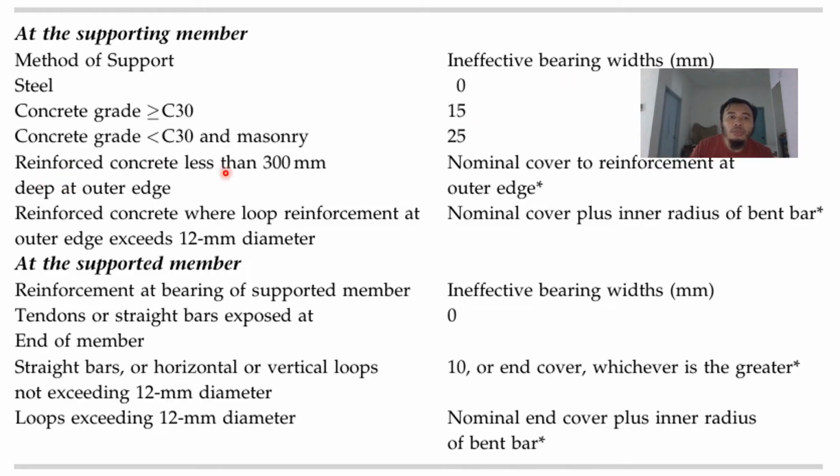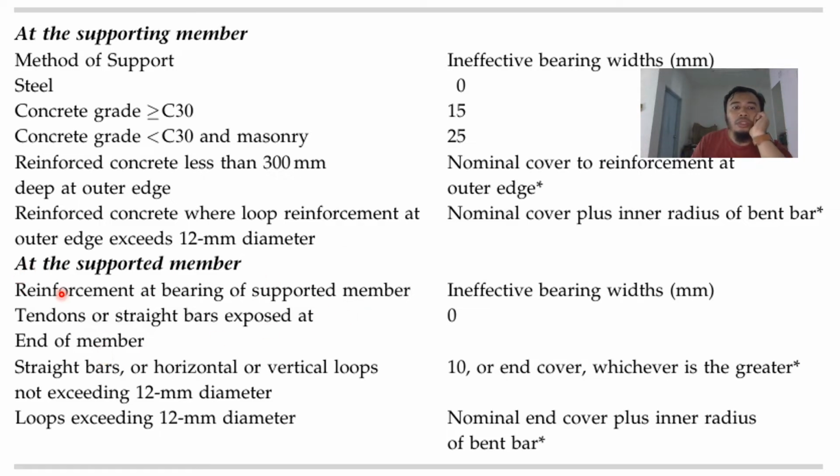If it is reinforced concrete less than 300 mm deep at outer edge, then your nominal cover to reinforcement at outer edge, so basically your cover, and so on. The top one is for the supporting member, and the bottom one is the supported member. It depends on your design. So let's say you design a column supporting a beam, the ineffective bearing width you will be calculating based on this supporting member, and that beam is based on the supported member.